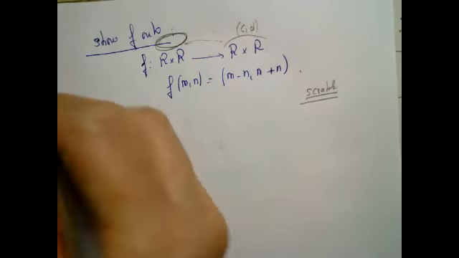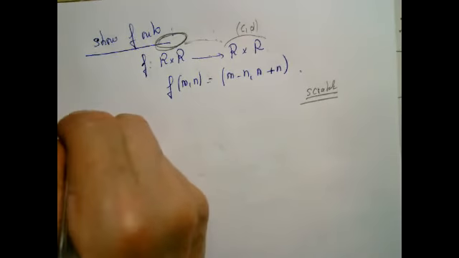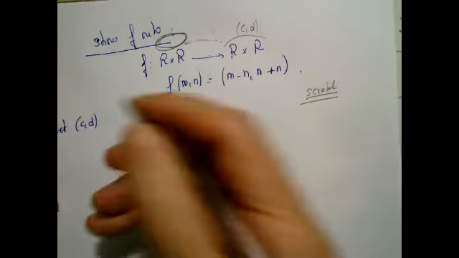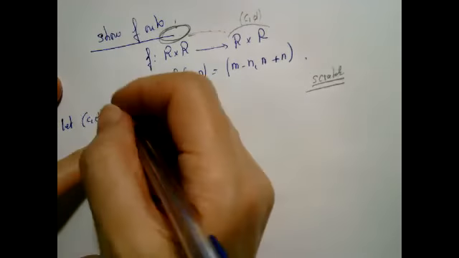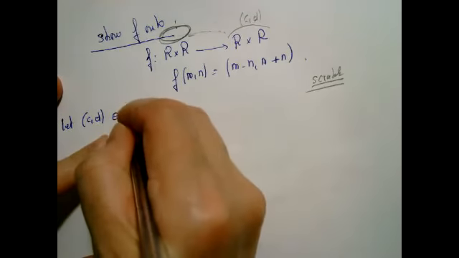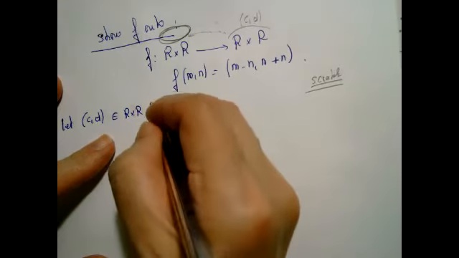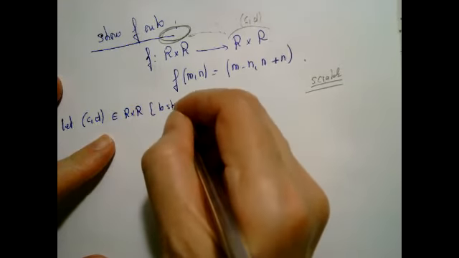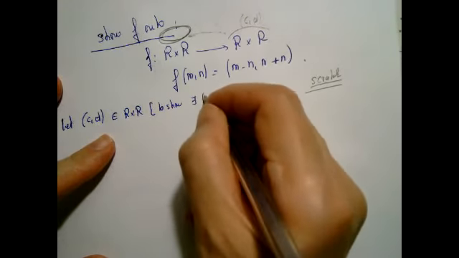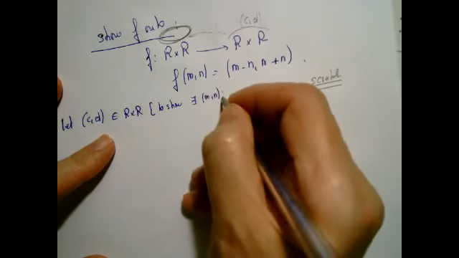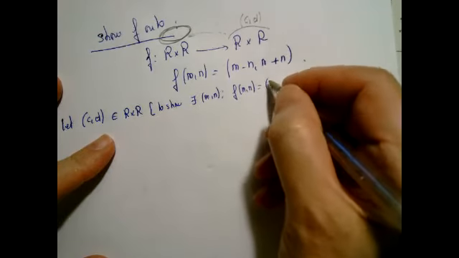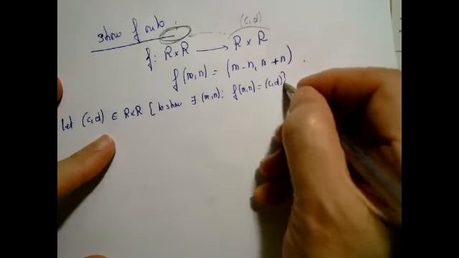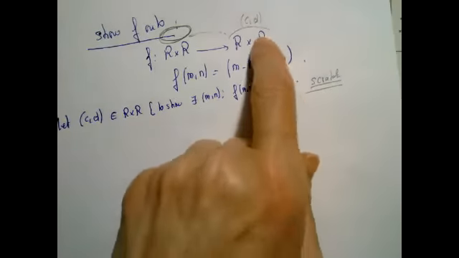So here we say, okay, let's start with something in the codomain. I can call it CD, you can call it anything under the sun. I don't really care what you call that ordered pair in R cross R. And we have to show that I can find mn such that f of mn equal to CD.